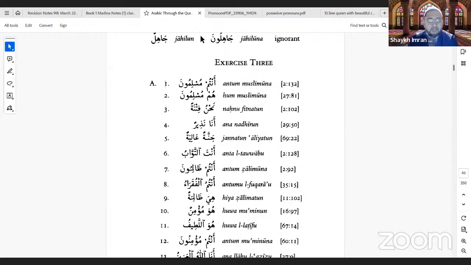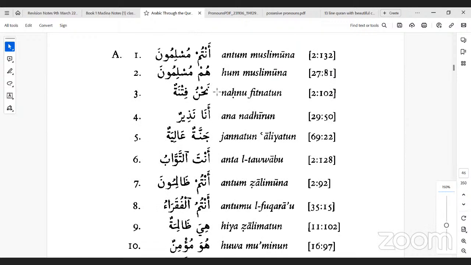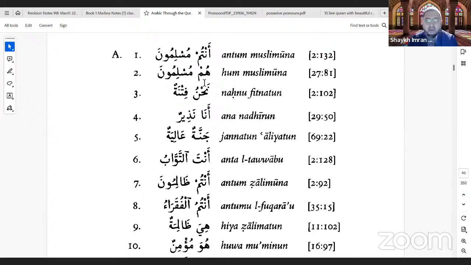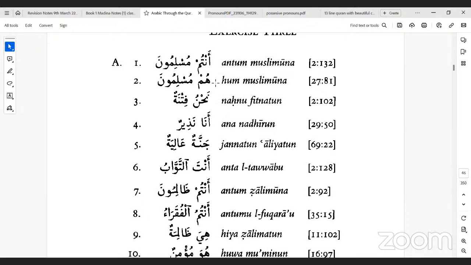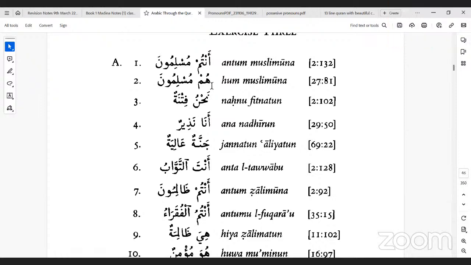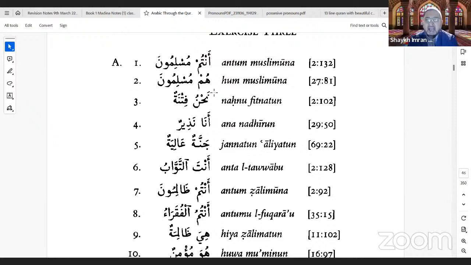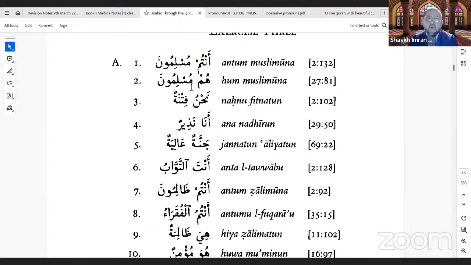Yes. Brilliant. Let's bring another brother. Jawad, Bismillah. Come on the mic. This is ayah number 27, verse number 81. Hum Muslimuna. Who is this referring to? It is masculine plural. Ahsantum. And hum, who is hum? I think antum is you, nahnu is we, and hum is they, maybe. Yes, hum, they are Muslim. How would you say the singular for this? Huwa Muslim. Ahsantum. Huwa Muslimun.